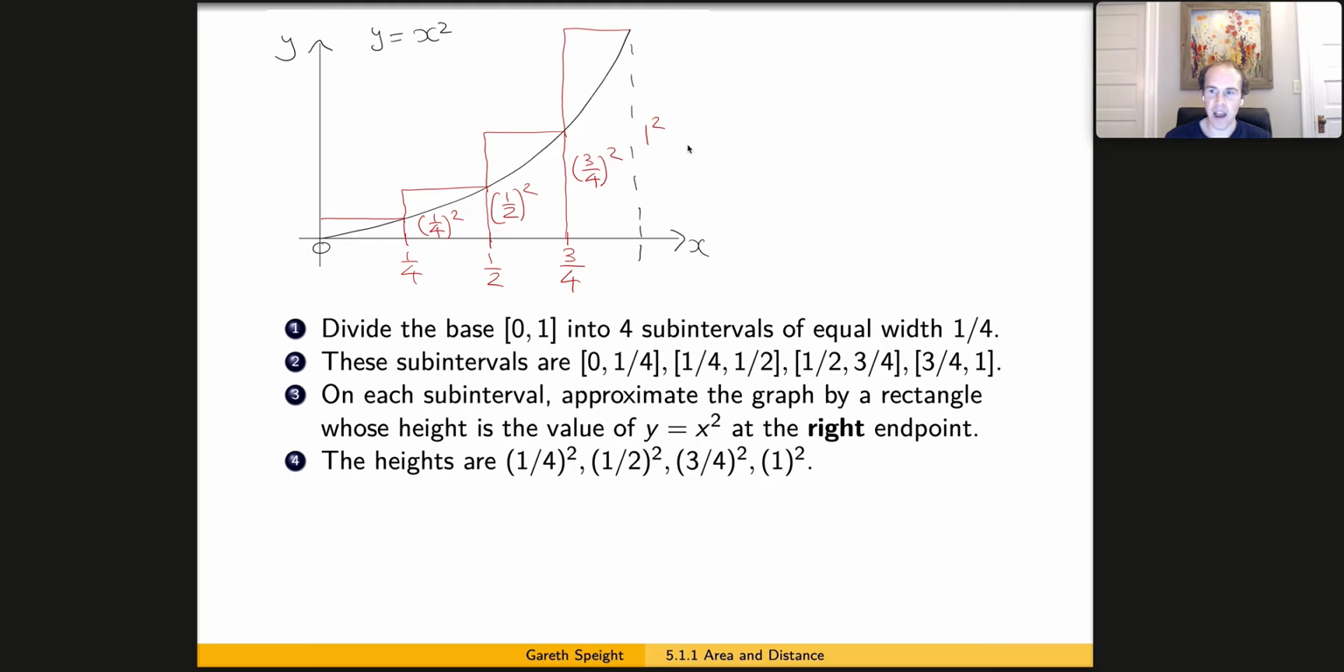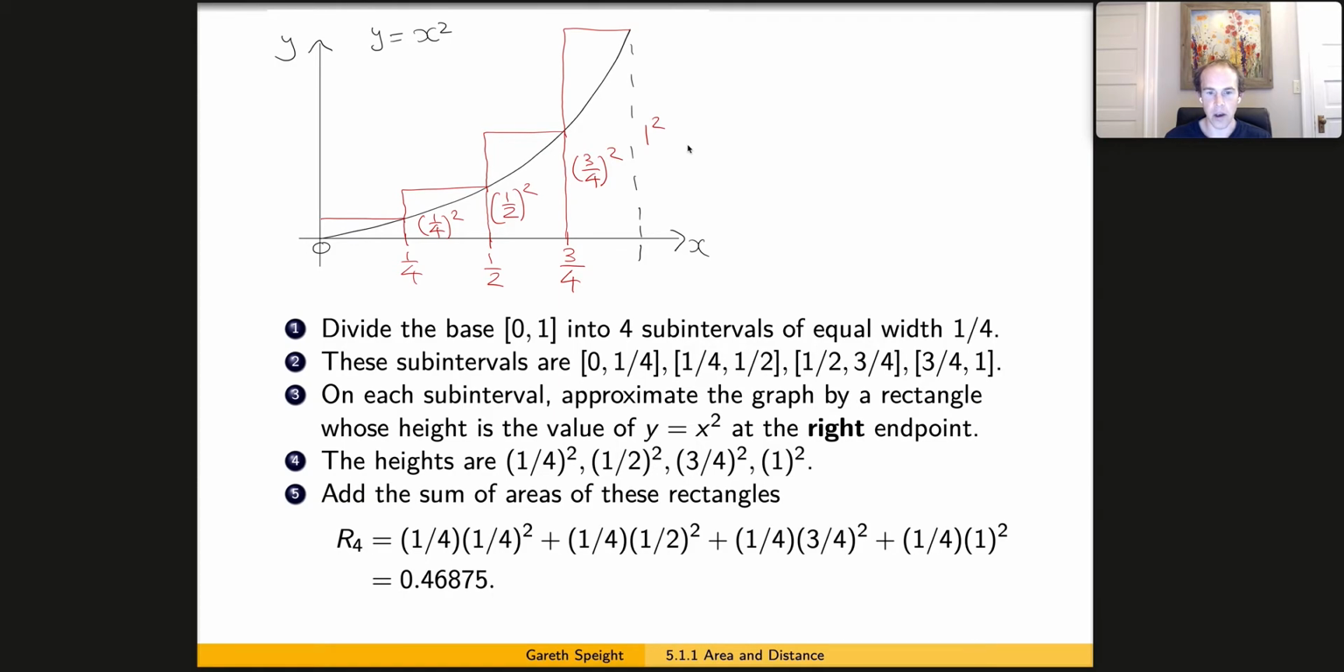Now to find an estimate of the area using 4 right rectangles, we just add up the areas of these rectangles. We know how to calculate areas of rectangles. It's just base times height. So we go ahead and do that. We add the sums of the rectangles. R4 stands for the approximation we get if we use 4 right rectangles.